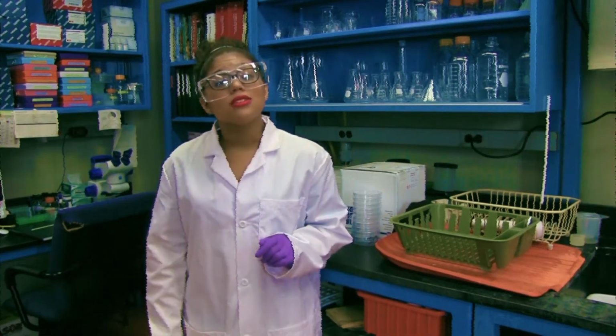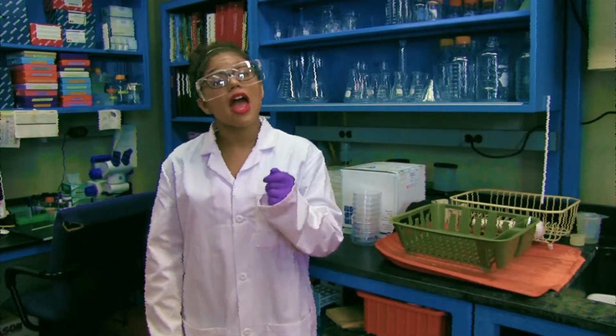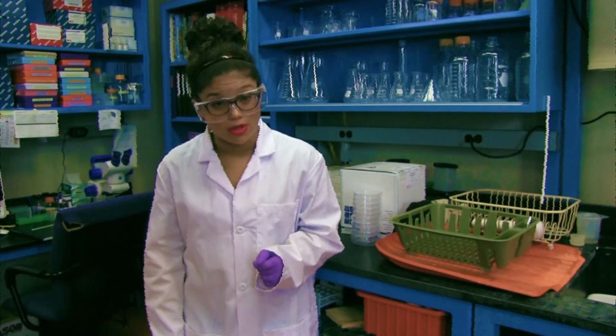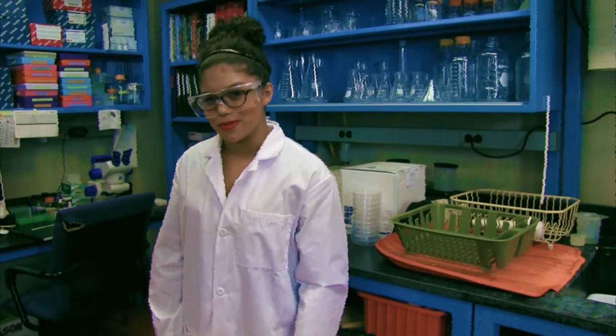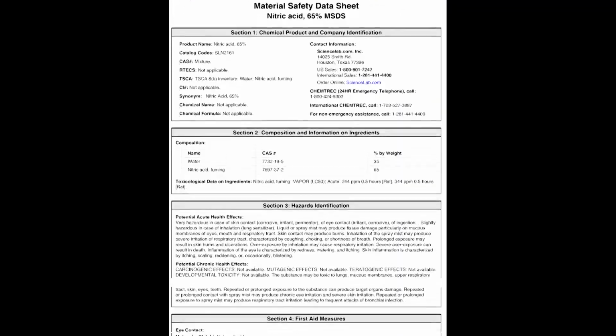The other half has to do with looking up the safety data sheet for every single chemical that you'll be working with in the lab. This will tell you exactly what personal protective equipment you should be wearing. This is a safety data sheet, and it will list outright the specific hazards of a substance.